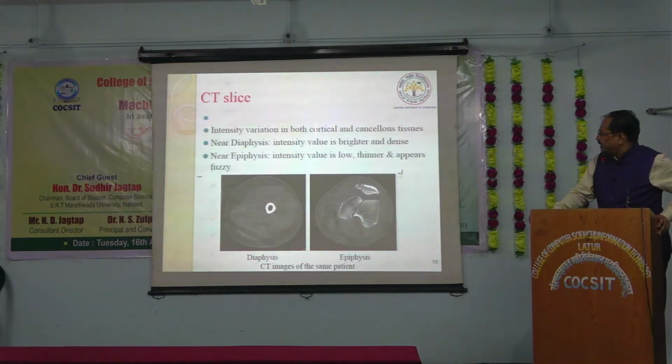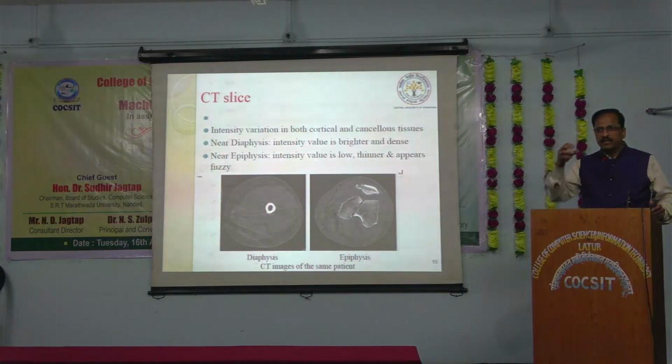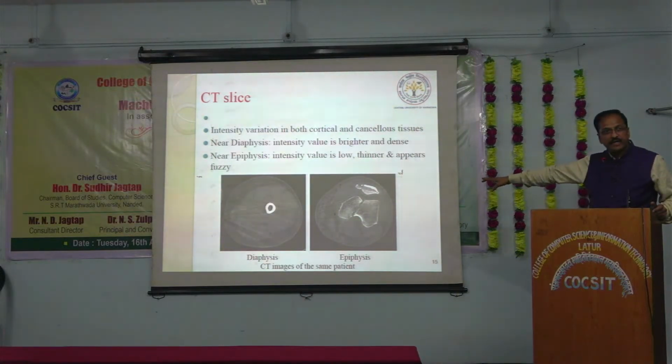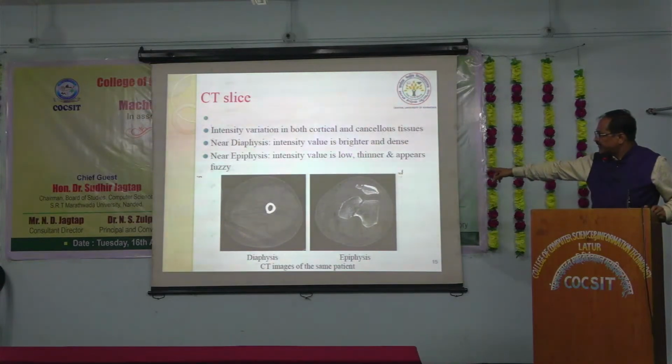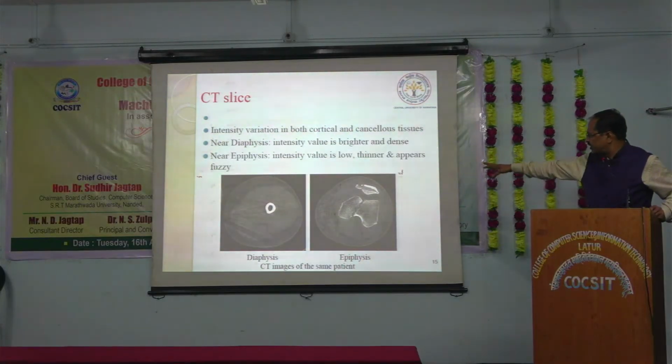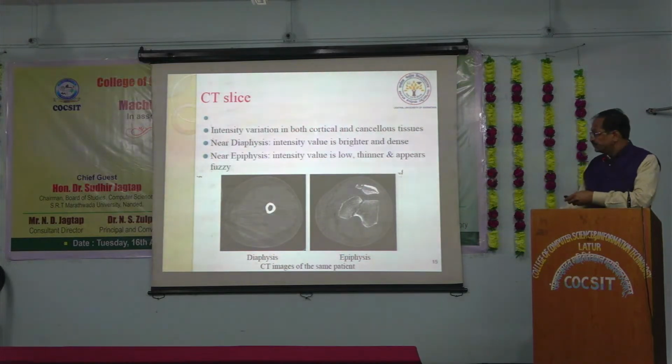The image is near the diaphysis, which is one end of the bone. I think both are normal images. One is near the diaphysis, another one is near the epiphysis. The diaphysis looks like a round kind of thing. In the epiphysis, there were multiple points. You can see clearly the bone is appearing like that. In the epiphysis, the intensity value is low, thinner, and appears fuzzy. You can see multiple components over here.